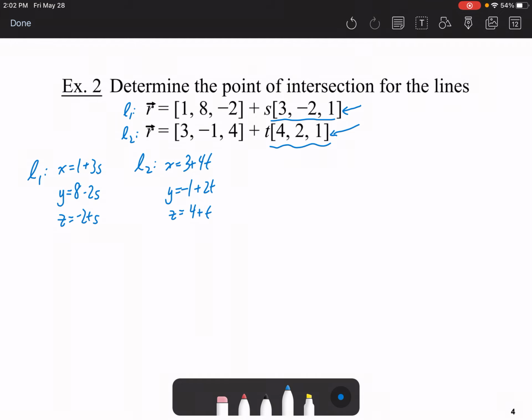Okay, so now that I've got that, realize that the x values and the y values have to be the same in order for there to be a point of intersection. So that means I'm going to equate the x values, equate the y values, and equate the z values.